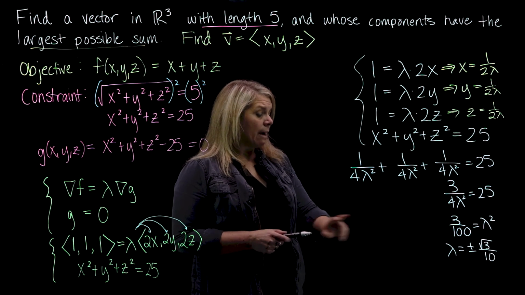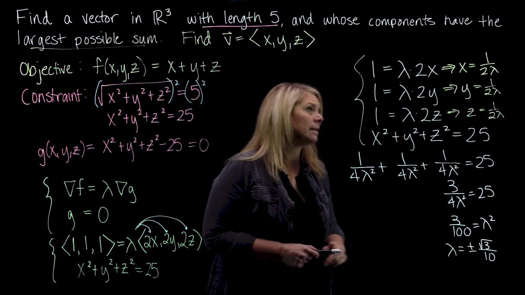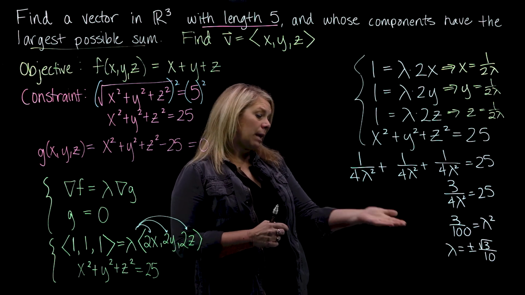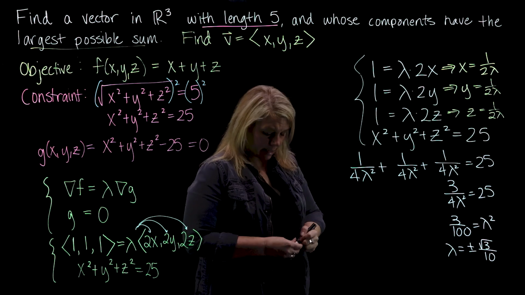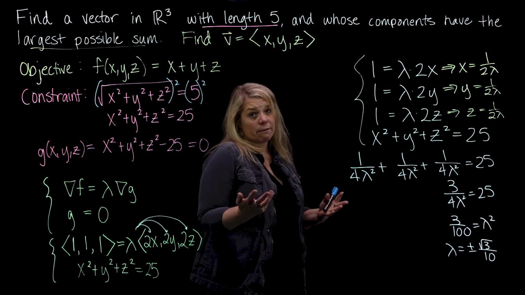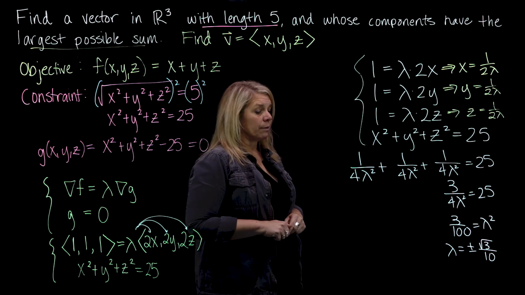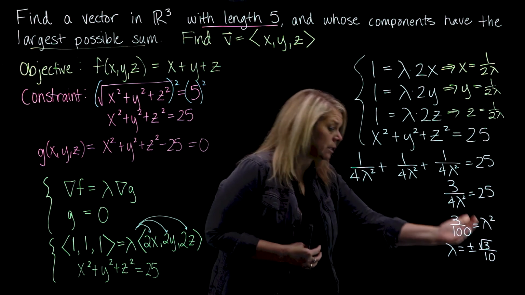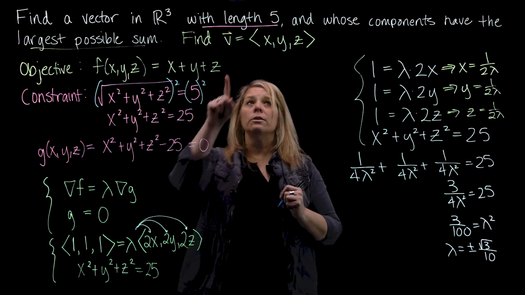Okay, so I actually have 2 lambda values here, so it's important to notice that. And then depending on which lambda I have, I get a different set of x, y, z. And then we need to determine which of those answers, if either, actually answer the question that we were after.